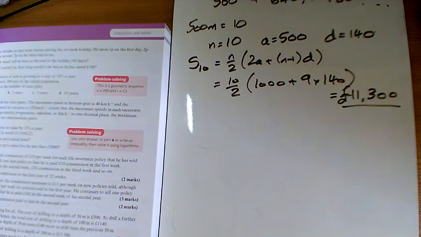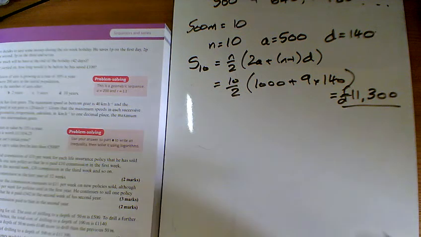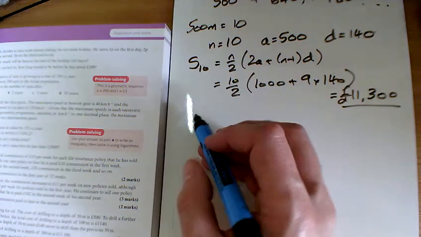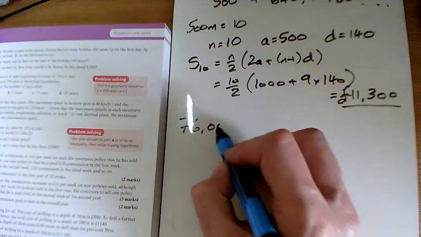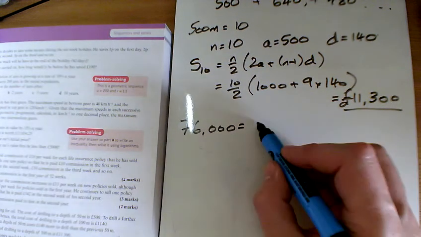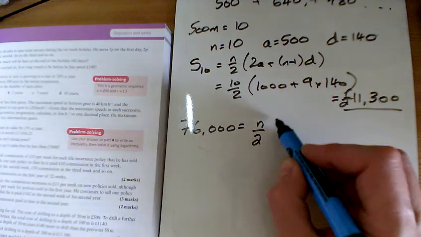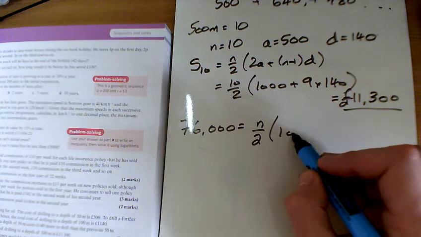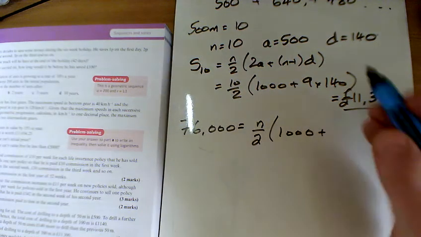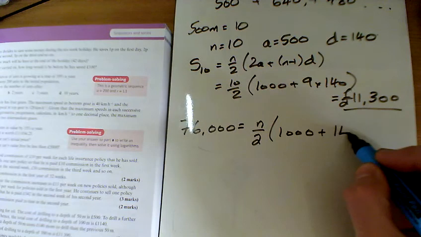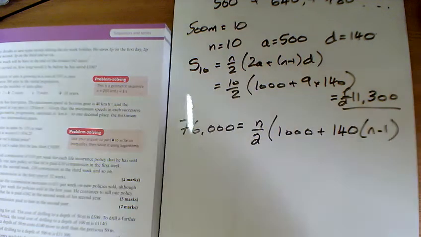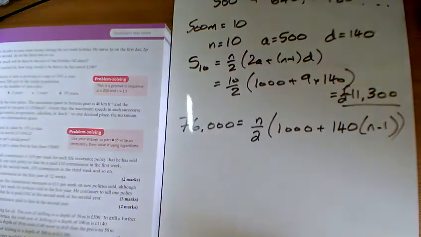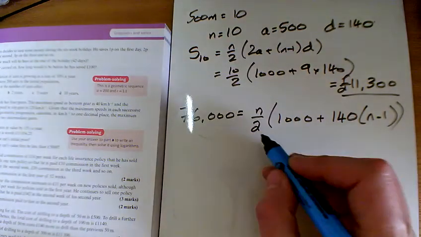Part B, the total amount possible is £76,000. So using this same formula again, I'm going to put the 76,000 here as the total, and I'm going to try and find out what N is. So I've got N over 2, 2 A's, well, we know what that is, plus N minus 1 differences. So the difference we know is 140, and I've got N minus 1 here. And now we're going to rearrange this to solve it.